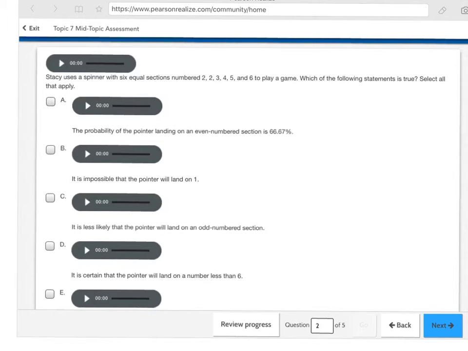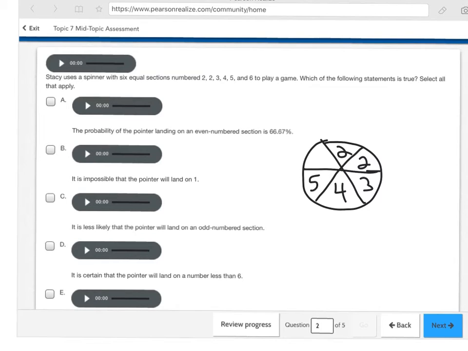The next question: Stacy uses a spinner with 6 equal sections numbered 2, 2, 3, 4, 5, and 6 to play a game. Which of the following statements is true? One thing I would probably do on this is draw a spinner. So it says 2, 2, 3, 4, 5, 6. Select all statements that are true.